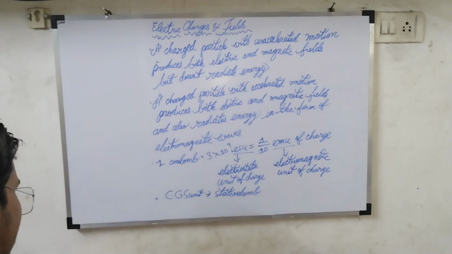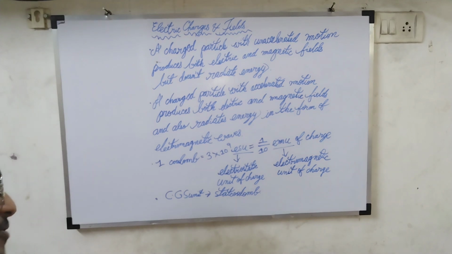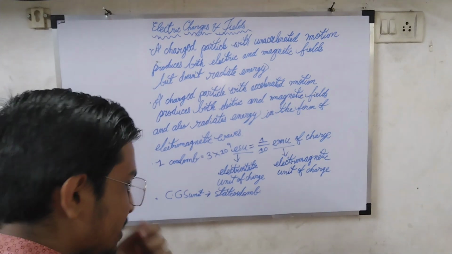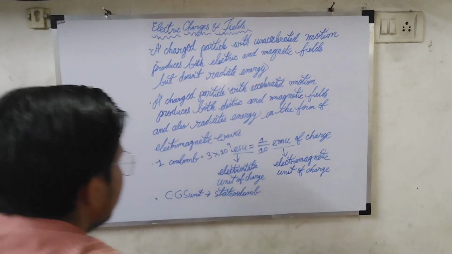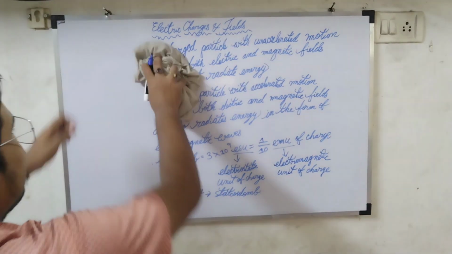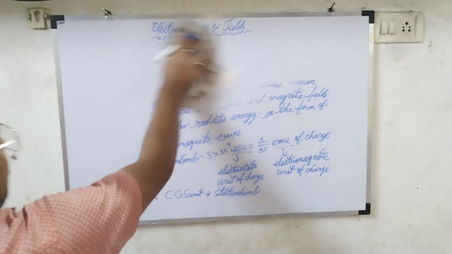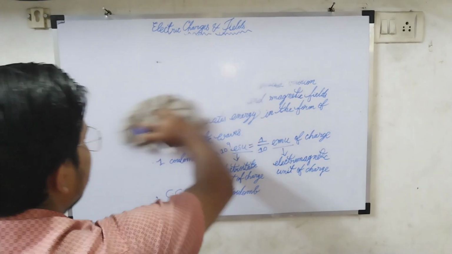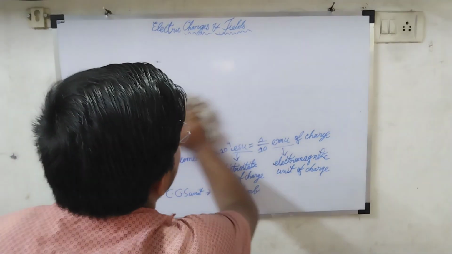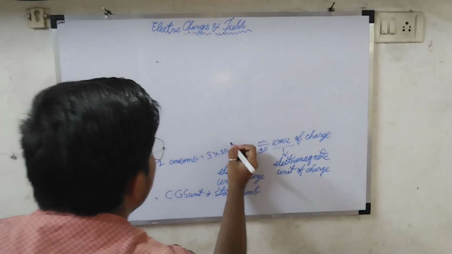Good. What is the dimensional formula of charge? You can ask me this question. Sir, what is the dimensional formula of charge? Yes, why not? Please note it down, everybody. 3 into 10 to the power 9.